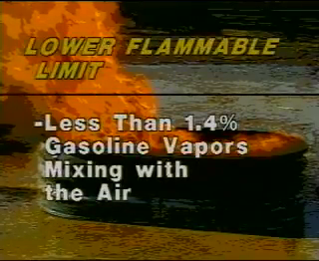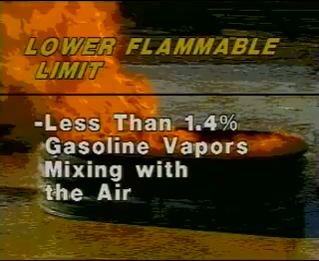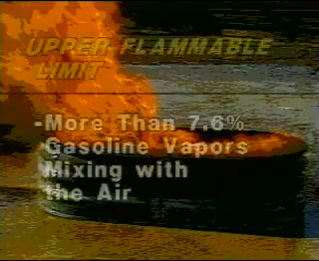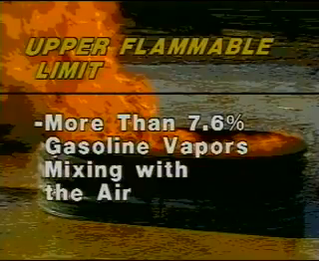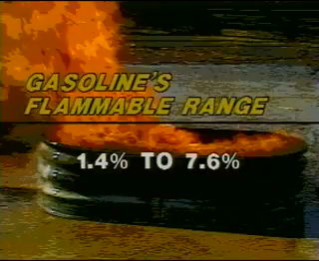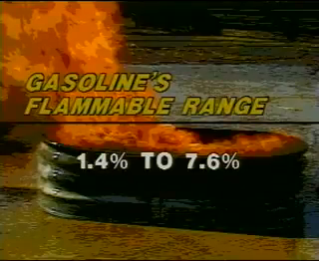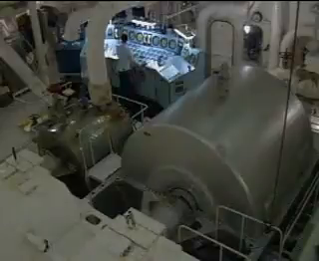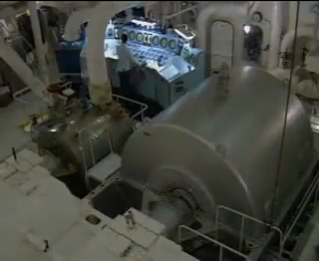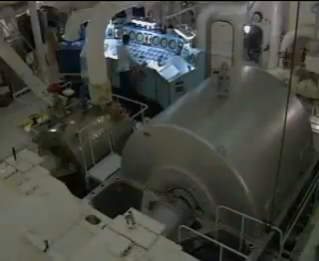Let's look at gasoline, which has a lower flammable limit of 1.4% and an upper flammable limit of 7.6%. If there is less than 1.4% gasoline vapors mixing with air, it's too lean. Over 7.6% gasoline vapors is too rich. Any mixture between 1.4 and 7.6 falls into gasoline's flammable range and is only missing an ignition source to burn. This is why it's so important for personnel on board ship to know the basic chemical properties of the liquid cargo it's transporting.